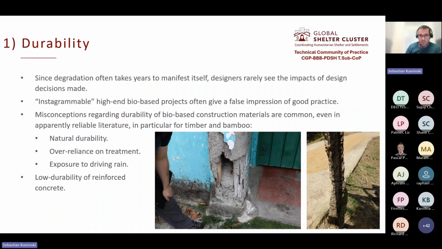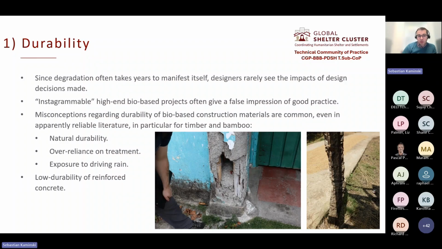There are a lot of misconceptions regarding the durability of bio-based construction materials, even in apparently reliable literature, in particular for timber and bamboo, focusing on natural durability over reliance on treatment and exposure to driving rain. The photo in the middle is a photo I took of a bamboo house constructed after the 1999 coffee growing region earthquake in Colombia. After just about 10 or 15 years, these permanent houses were already suffering significant degradation, and they didn't need to be, but the original design was flawed.